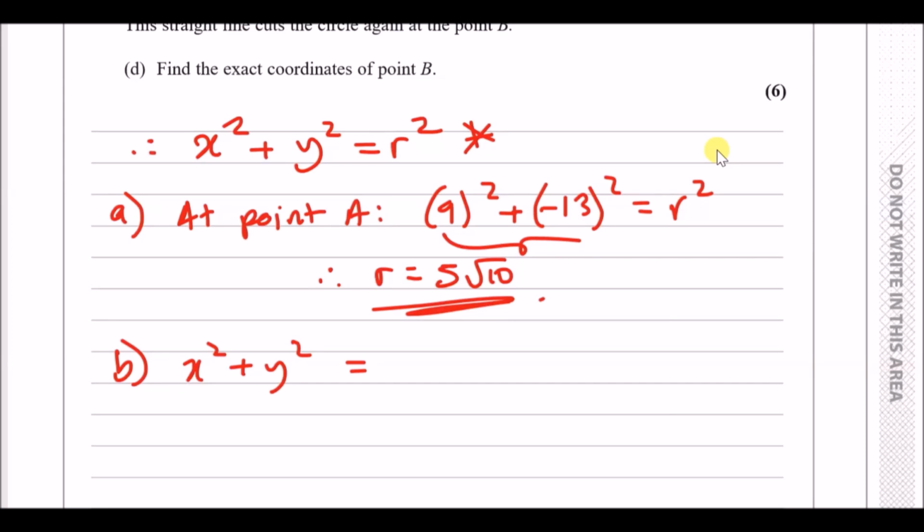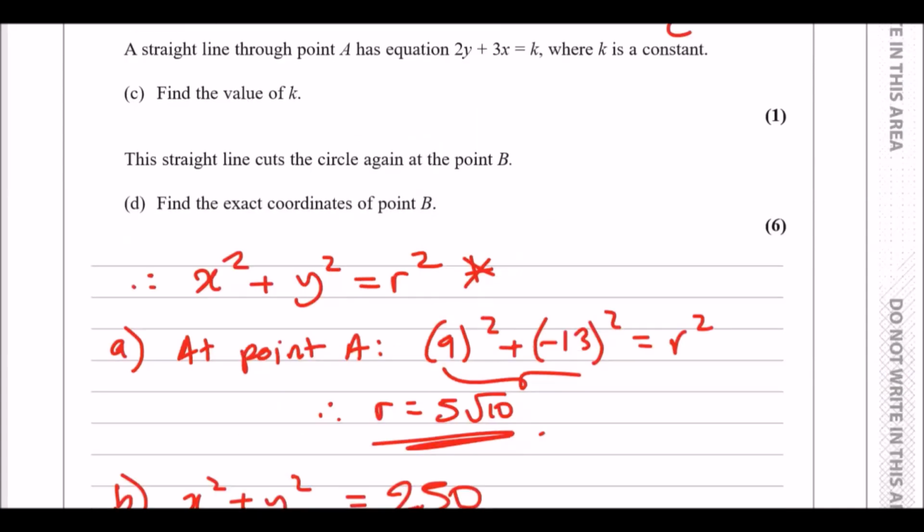I think it's 250. Yep, 250. And that's it. That's A and B done. Okay, next two parts. So a straight line through point A has equation 2y plus 3x equals k, where k is a constant. Okay, so this is 1 mark. Find the value of k.